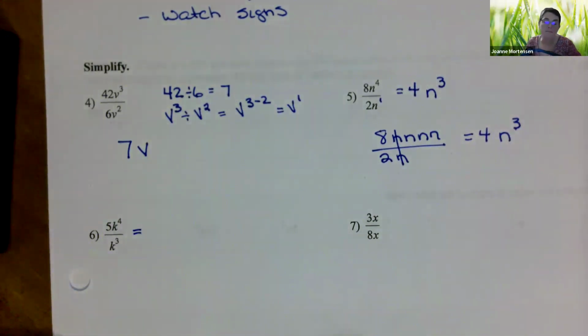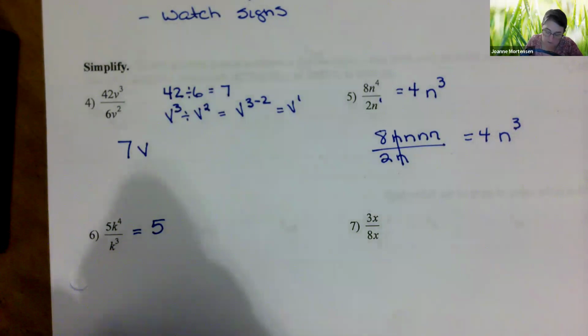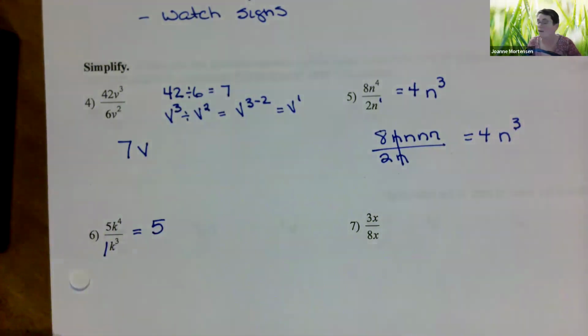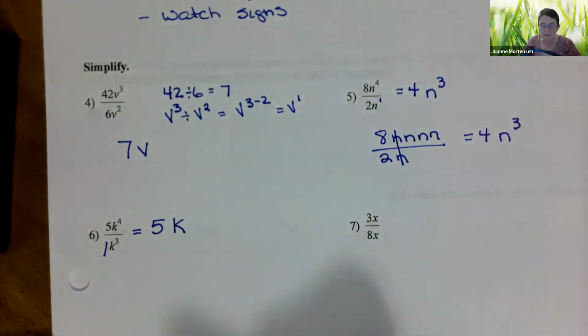5 divided by... it's just 5. We're not dividing it by anything. If you want, you can put a 1 there. 5 divided by 1, still 5. And k to the 4 divided by k to the 3, I'm going to go 4 minus 3. And that's going to give me k. Put the 1. Don't put the 1.